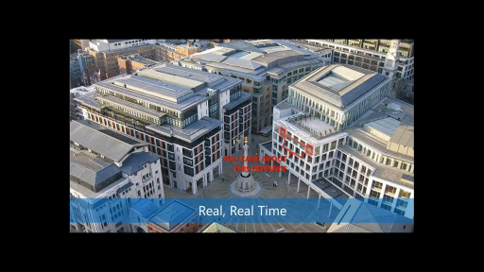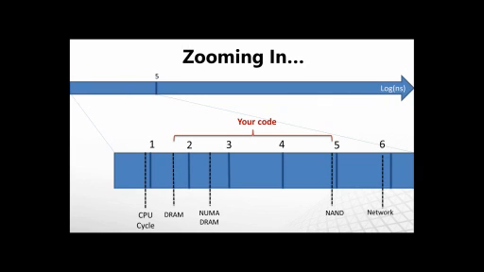So why do you care about that distance? Well, if we're zooming in on the axis that we saw before, we see some interesting stuff here. Your code lives in this space between the speed of the DRAM and the speed of the fastest disk you can go out and buy nowadays. And in that space where you live, the speed of light is measurable.